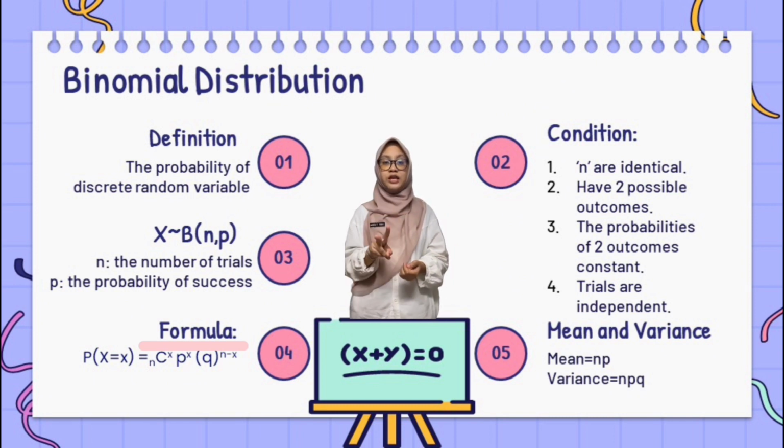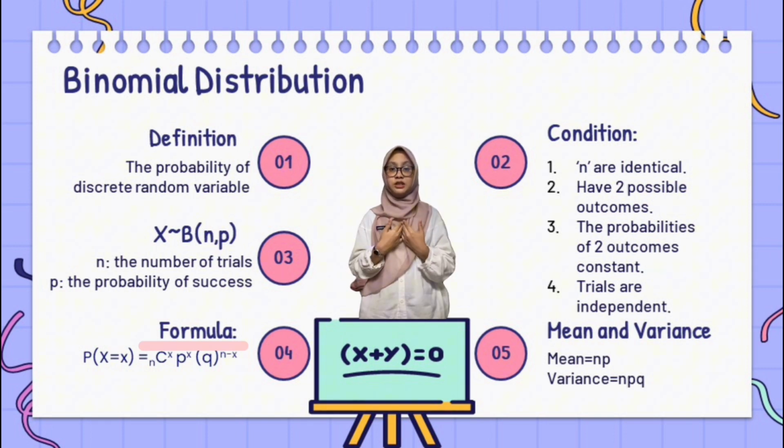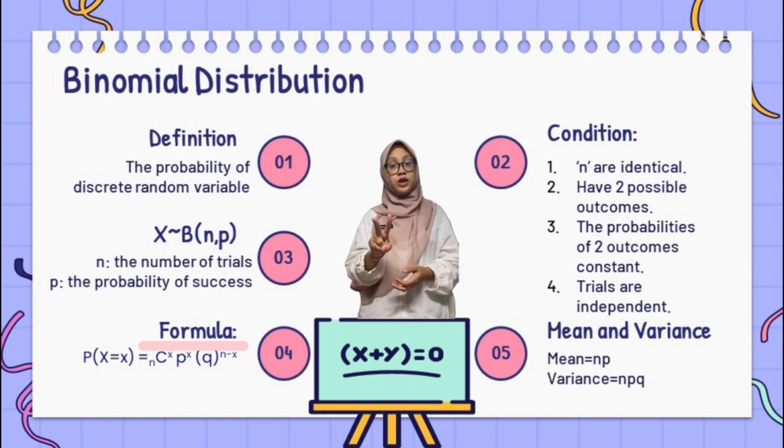There are 2 ways to find the probability. The first way is you can calculate it manually by using the formula I mentioned earlier, and the second way is you can use the statistical table, but make sure that you look at the statistical table carefully.